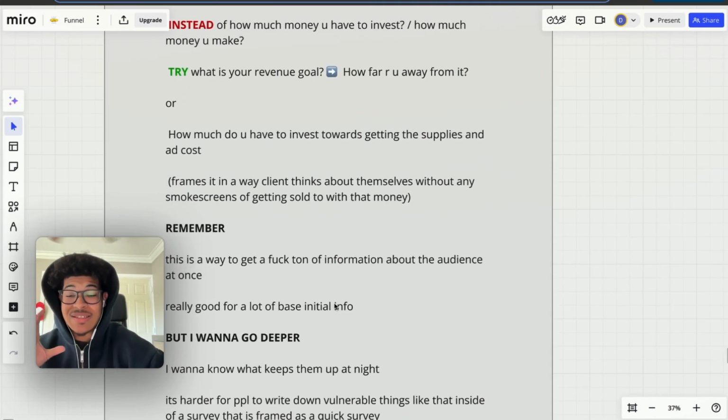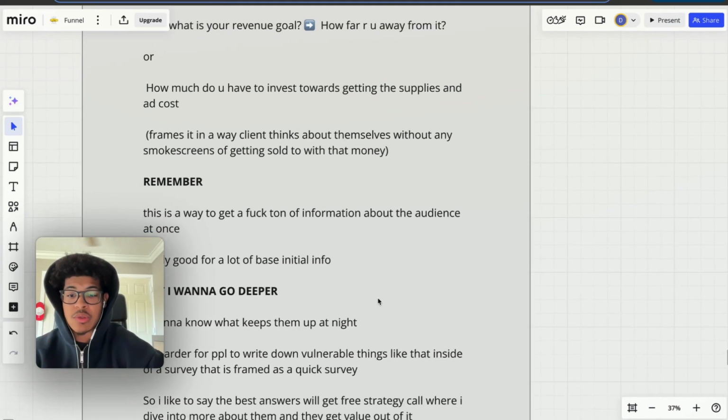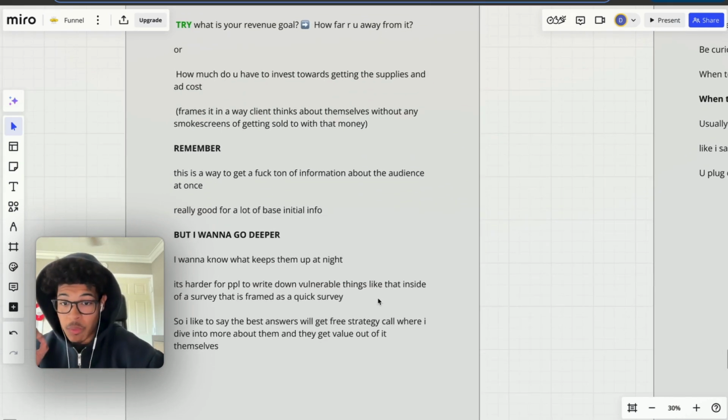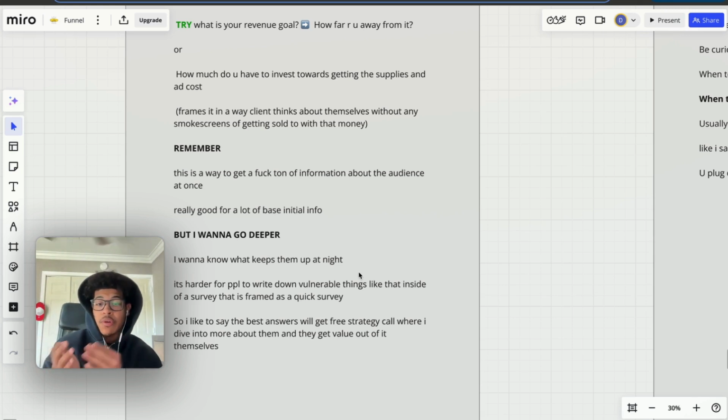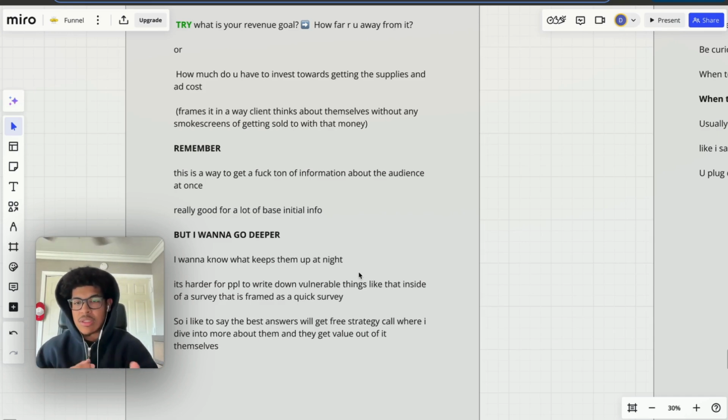And remember, this is a great way to get a ton of information at once on the audience, and it's really good for the base initial information. But I want to go deeper, right? You don't want to just stop at a survey and have that be the end all be all. I want to know what keeps them up at night. It's harder for people to write down vulnerable things like that inside of a survey that is framed as a quick, 3-minute survey. It's hard for them to really go deep. A lot of the times they're doing something on the side. They're not going to go super deep on the survey.